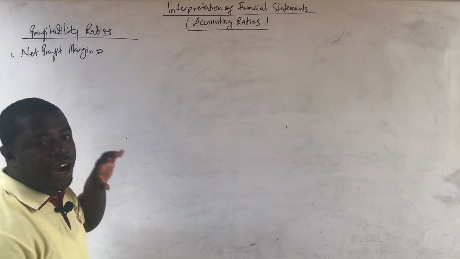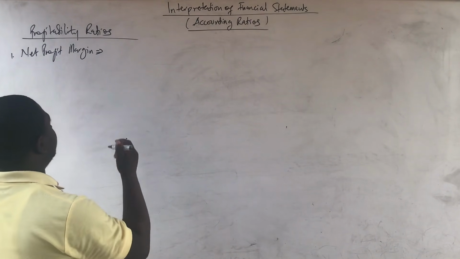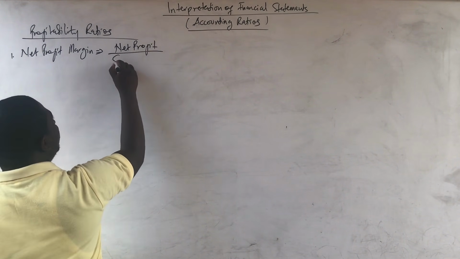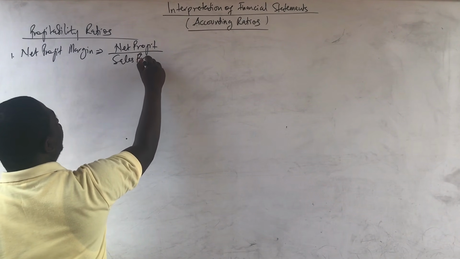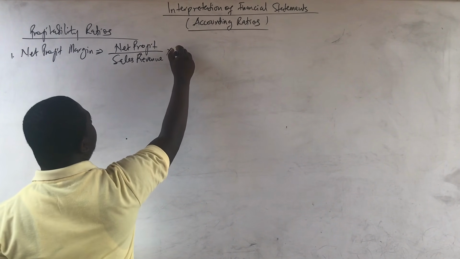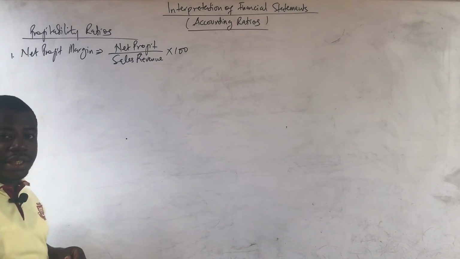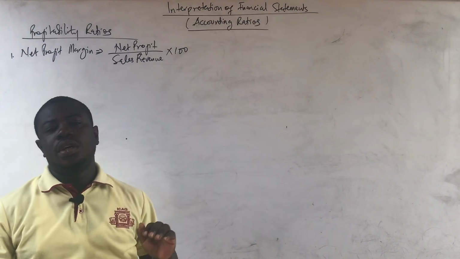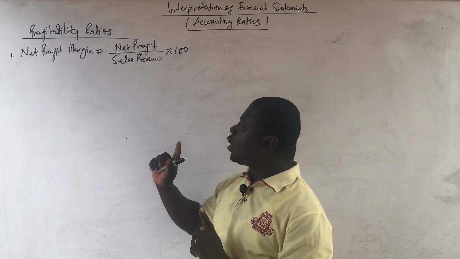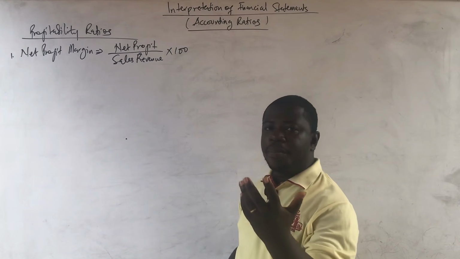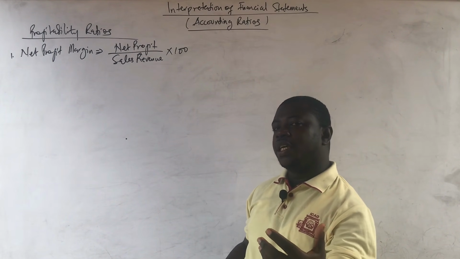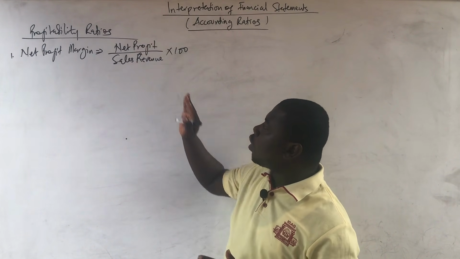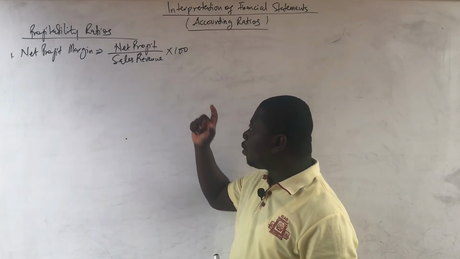Now, the formula for calculating the net profit margin is your net profit over your sales revenue, or your turnover, times 100. That is if you are getting it in percentage. Now take note: net profit over sales times 100. The sales here is total sales. Now when it comes to the net profit, for company accounts, we could have net profit before interest and tax, net profit before tax, and net profit after tax. So usually we use the net profit after tax to calculate this ratio.